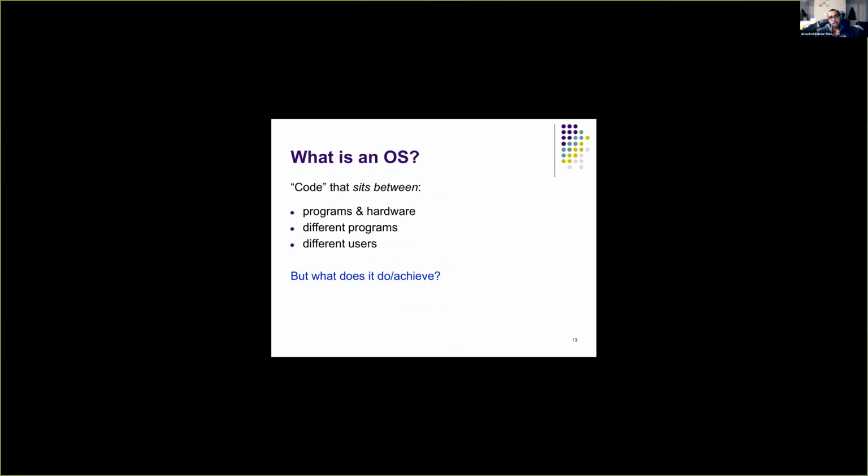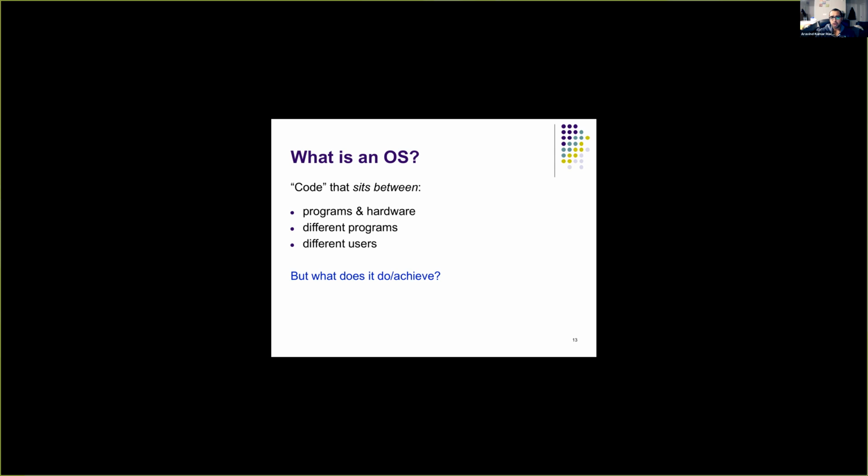Now, knowing the brief history of operating systems, let's ask ourselves, what is an operating system? As I mentioned before, the operating system is the code that sits between programs and hardware. It's also the code that sits between different programs and different users. And how does the operating system achieve all these goals?